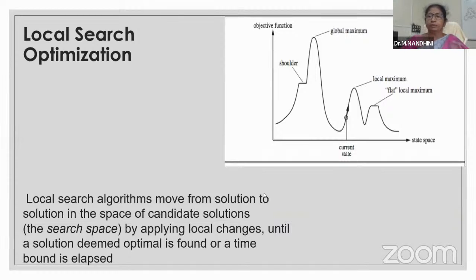So in that duration, for 5 days or for 1 month, what may be the best that you can take and do your operation? That is what local minimum or local maximum means. And the other one is global maximum.